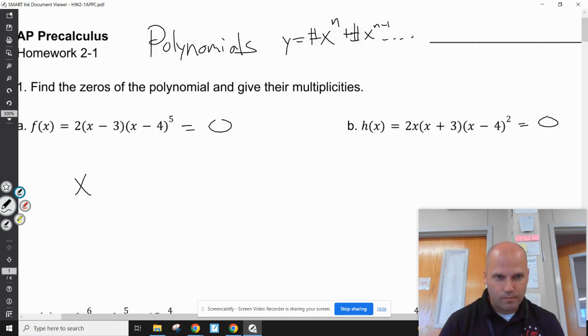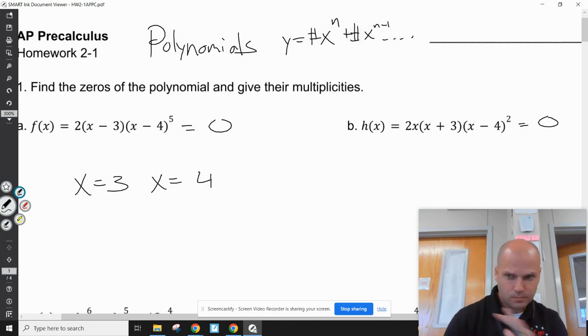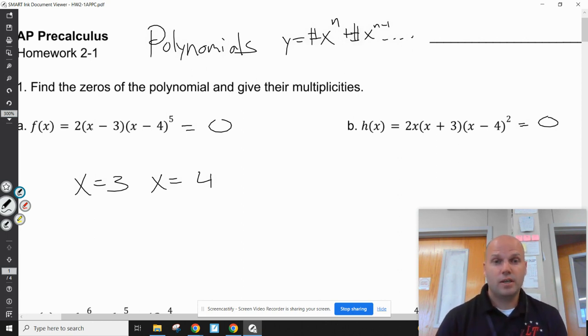So when I plug in 3, 2 times 0 times negative 1 to the fifth, that's a 0. When I plug in 4, 2 times 1 times 0 to the fifth, that's going to be 0. What's really important is that 2 is not a 0. That'd be 2 times negative 1 times negative 2 to the fifth. Not a 0. 2 times negative 3 times negative 4 to the fifth. Not a 0. Okay, so I just have two zeros here, 3 and 4.